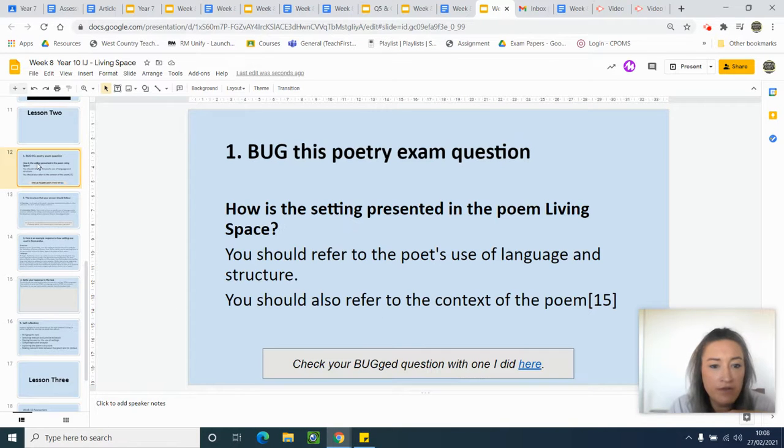So on slide 12, you need to bug the poetry exam question. So you should be quite used to bugging the question now. So how is the space, how is the setting presented in the poem Living Space? So setting is one of the key themes in poetry, in the poems that we have to look at. So you need to bug that question. So box the command words, underline the keywords, and then go back and check that you've understood the focus while kind of planning an answer. There is an example of a bugged question if you click on that link if you want to look at it. You might want to pause now and bug your question.